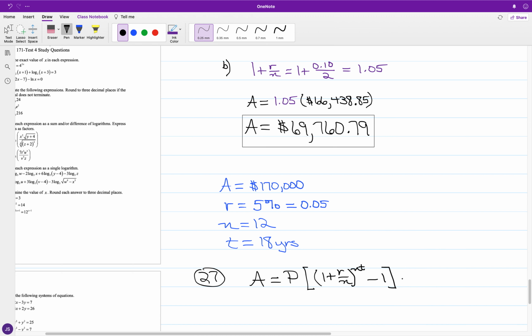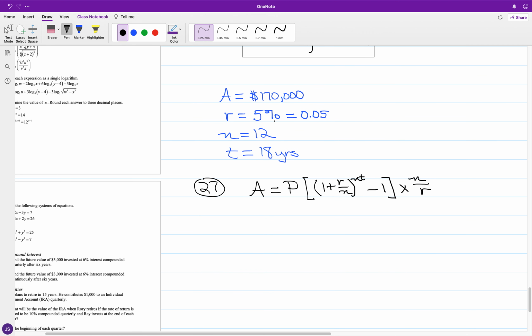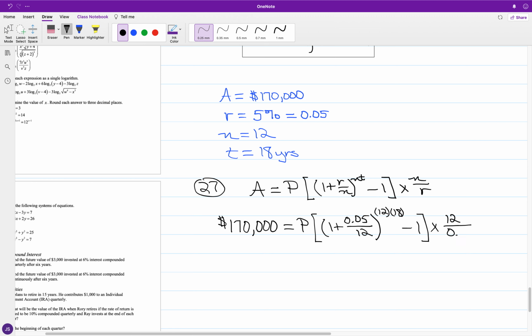okay, so I have this formula once again. Okay, so $170,000, this is the end goal here. And again, we're looking at solving for P. And we have times the quantity 1 plus R over N, so that's going to be 0.05 over 12. And for N times T, we're looking at 12 times 18, minus 1, and times N over R, so N is 12 and R is 0.05.